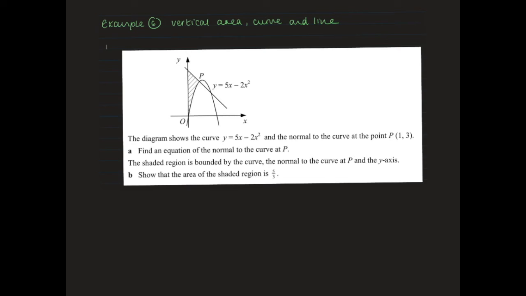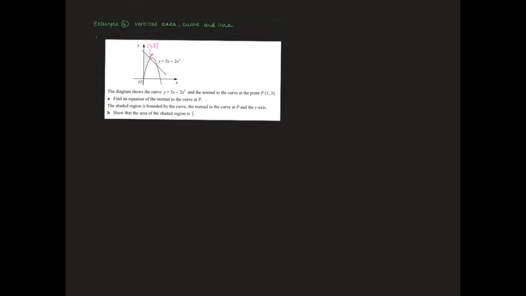In this example, you can see we've now got a vertical area, we've also got a curve, and we've also got a line. So we've just kind of upped the ante a little bit. So the first thing we need to do is find the equation of the normal to the curve at point P. And I know that point P is 1, 3. So let's give myself some space first.